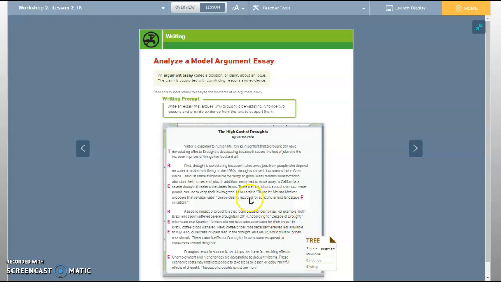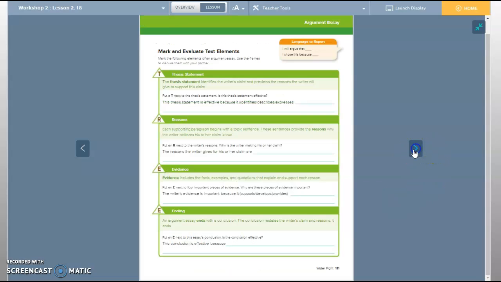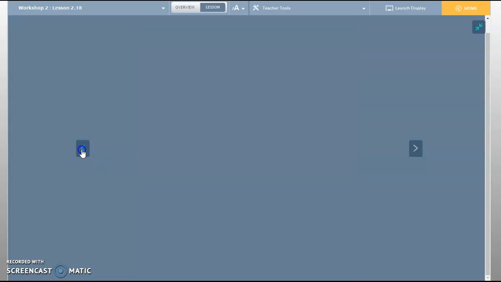Let's look at this. Reuse It by Melissa Meeker. That was evidence right there. Evidence according to Decade of Drought. I want you guys to write down where the evidence is. And then you need to find his ending and put an E next to his ending. Fill this out, and get those turned in. So today, pages 110 and 111 are to be turned in. All right.